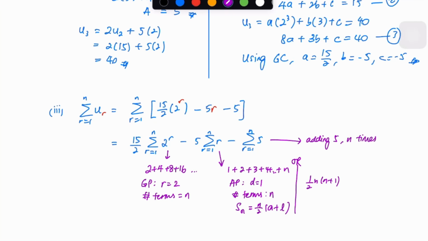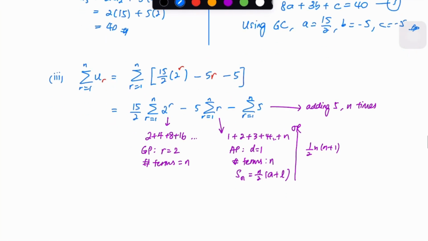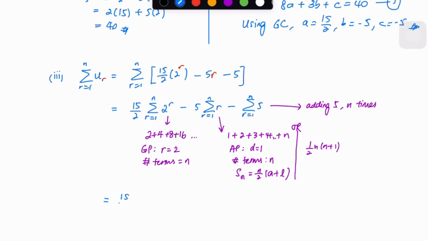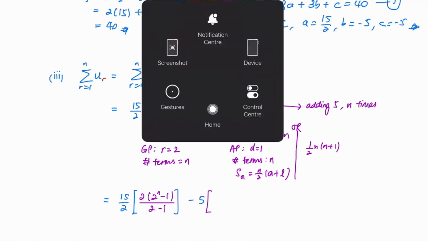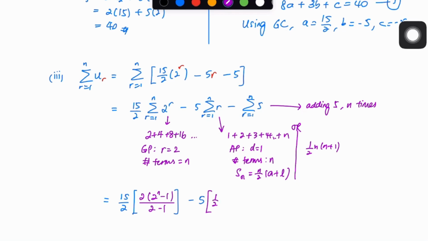So let's make use of all these things and put everything down now. So now this one is 15 over 2 times the GP. The first term is 2. Then this will be 2 to the power of n minus 1 divided by 2 minus 1. So this is the GP formula. Minus 5 times, for this one I will make use of the identity if you are familiar with it, half n times n plus 1. Last one over here, minus 5 times n. Add this n times, so minus like that.